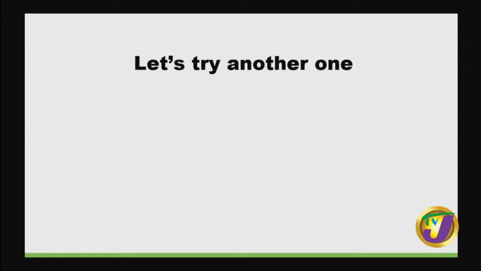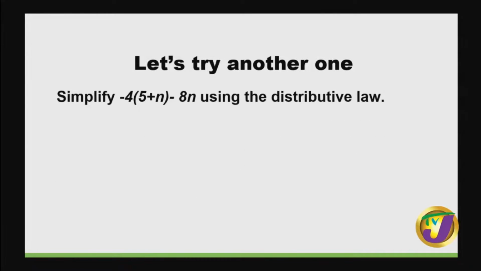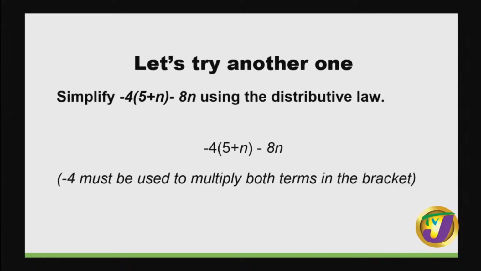So let us try another one. Simplify negative 4, open bracket, 5 plus n, close bracket, subtract 8n, using the same distributive law. So as you can see here, we're distributing negative 4 throughout that bracket there. What does that look like? It simply means the negative 4 must be used to multiply both terms in the bracket.